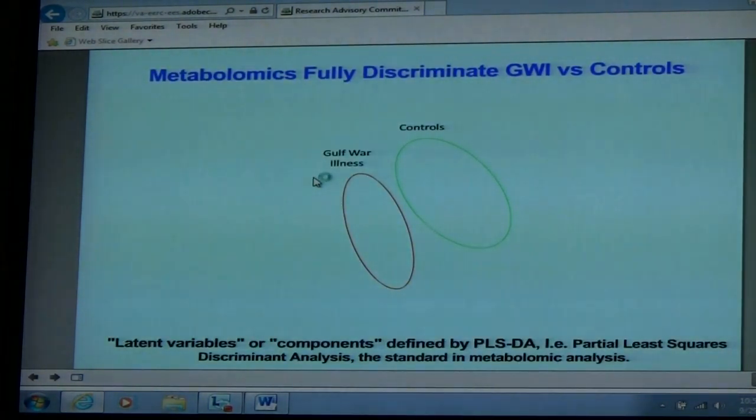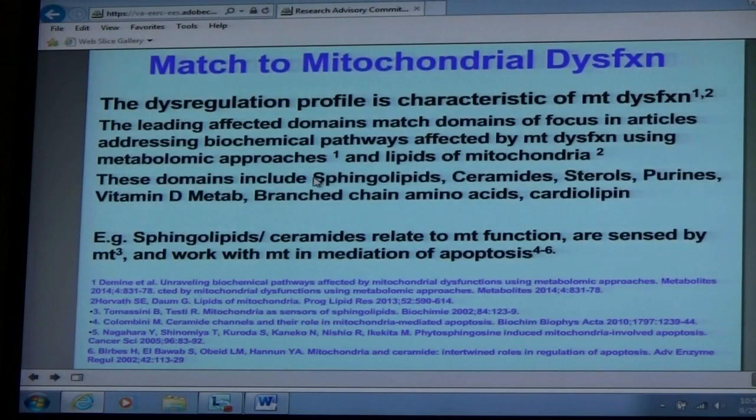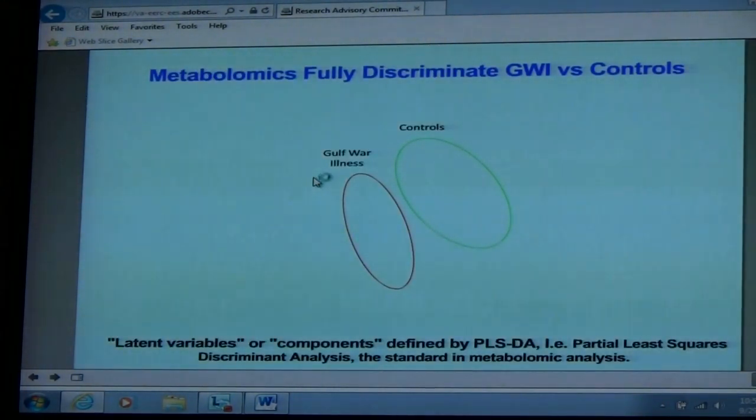So these metabolomic data, and for some reason on this version I don't actually see all the points in this. I'm wondering if that means that you don't see them either. Yeah. I don't know what happened to this slide on my computer.